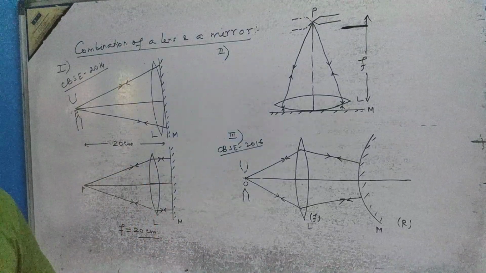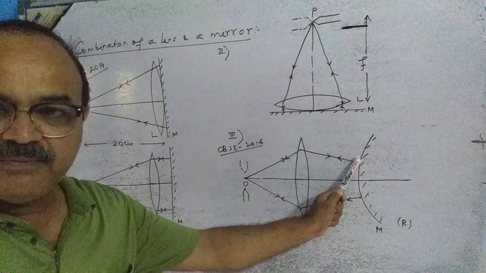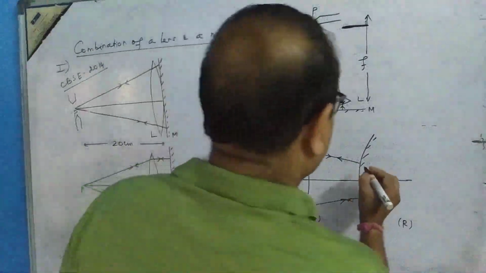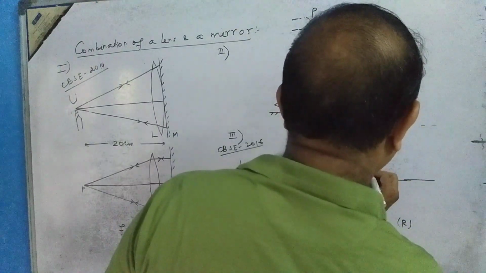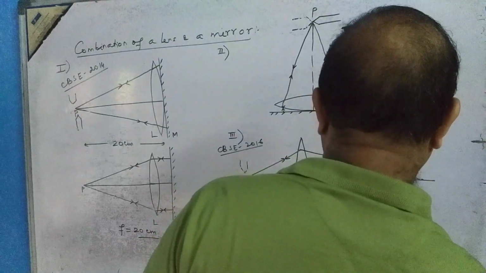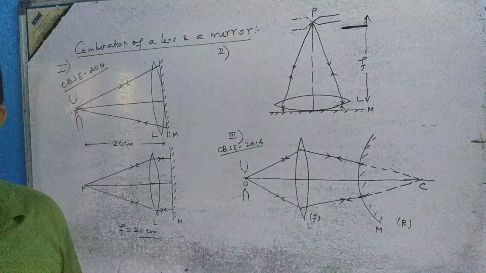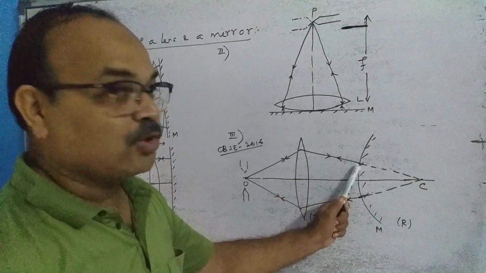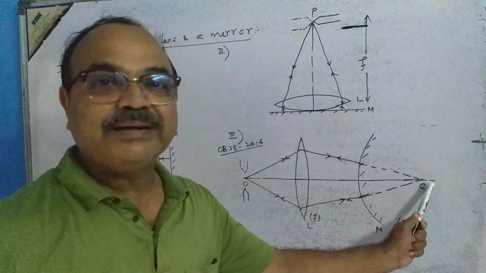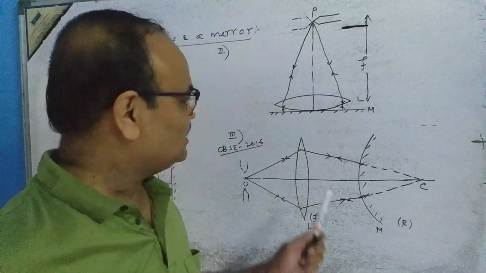Am I clear? The rays from the point object will go like this and fall at normal incidence here. Here also it will fall at normal incidence and retrace its path. Now what will happen here? I will take it like this and it will also be produced straight. This will definitely be the center of curvature, because it is falling normally. If it is produced in the same straight direction, it will be the radial direction, because the radius is always perpendicular to the tangent.